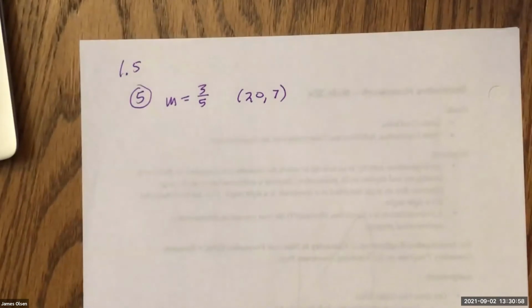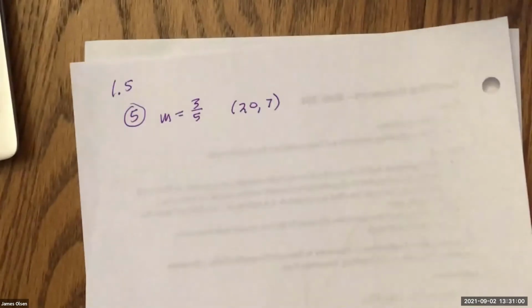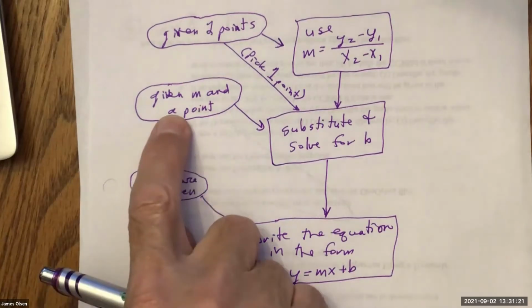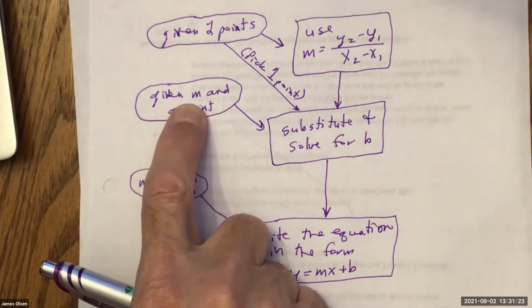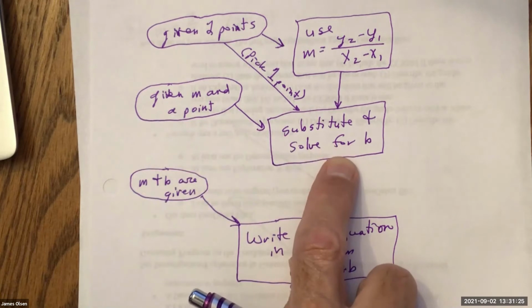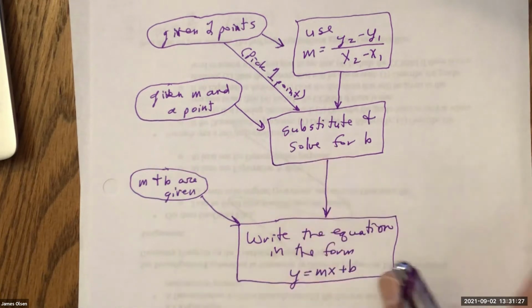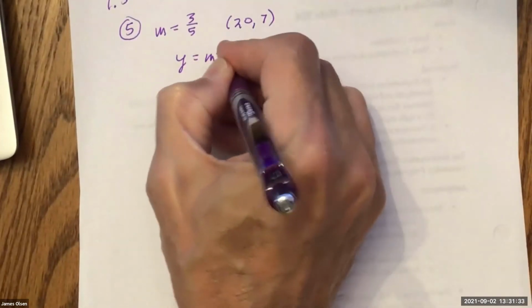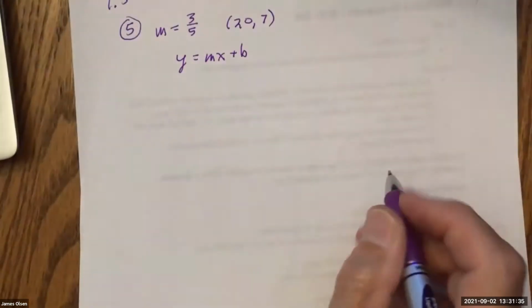So let's see where we are on the flow chart. On the flow chart, we're right here. We're given the slope and a point. We're going to substitute to find b. So let's write down y equals mx plus b. The more times you write this down, the more comfortable you get with it.